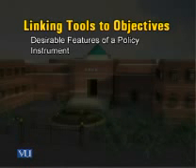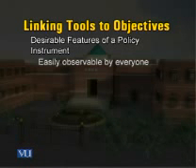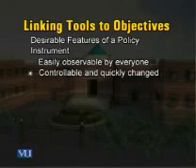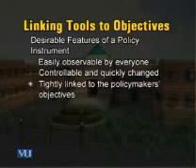Now, desirable features of a policy instrument: easily observable by everyone, controllable and quickly changed, tightly linked to the policy maker's objective. We were talking about certain instrument policy tools, but what characteristics a good policy tool should have, that we have listed down.